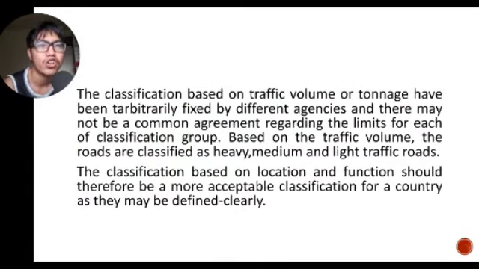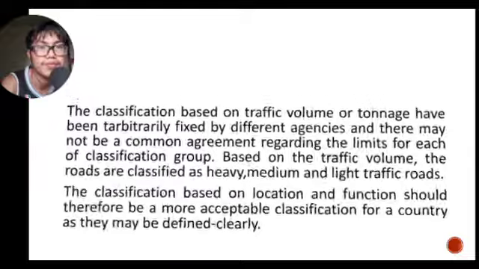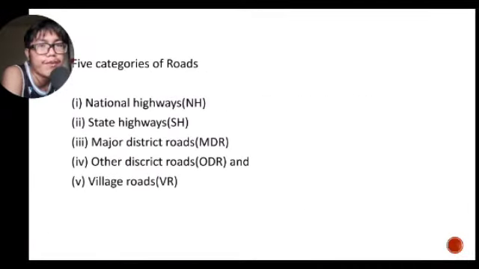The classification based on traffic volume or tonnage have been arbitrarily fixed by different agencies, and there may not be common agreement regarding the limits for each classification group. Based on the traffic volume, the roads are classified as heavy, medium, and light traffic roads. The classification based on location and function should be the more acceptable classification for a country as they may be defined clearly.